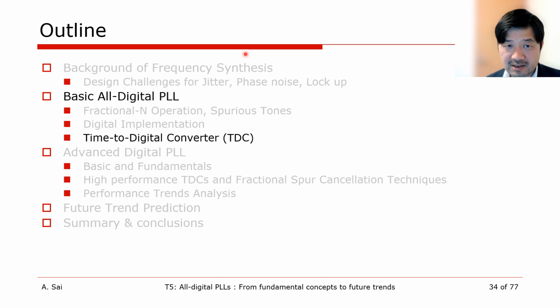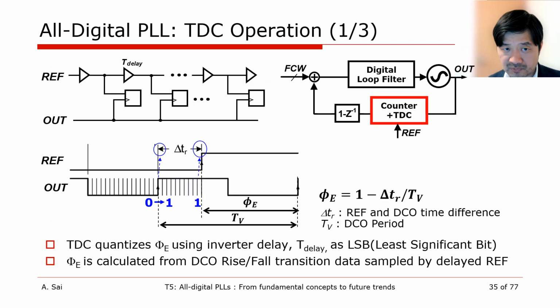Here the basic operation of the TDC is explained. The TDC measures the fractional delay difference between the reference clock and the next rising edge of the digital clock, as shown in this figure. Its resolution is a single inverter delay, T delay, which in a deep submicron CMOS process is considered the most stable logic level regenerative delay and is shorter than 20 picoseconds.